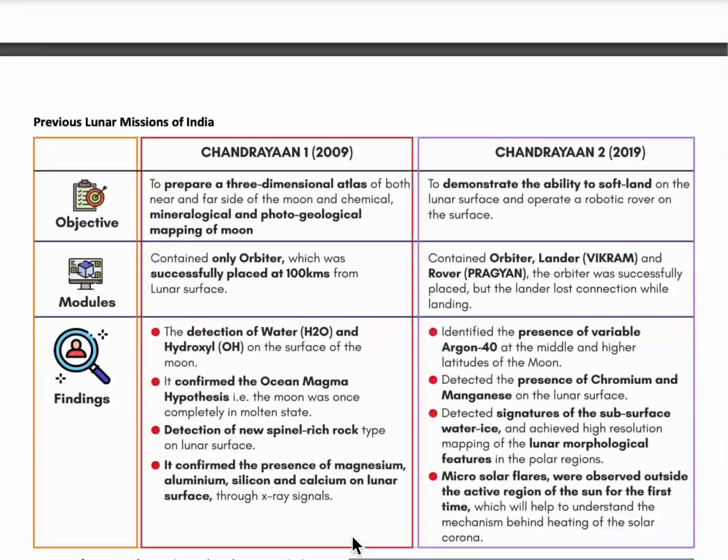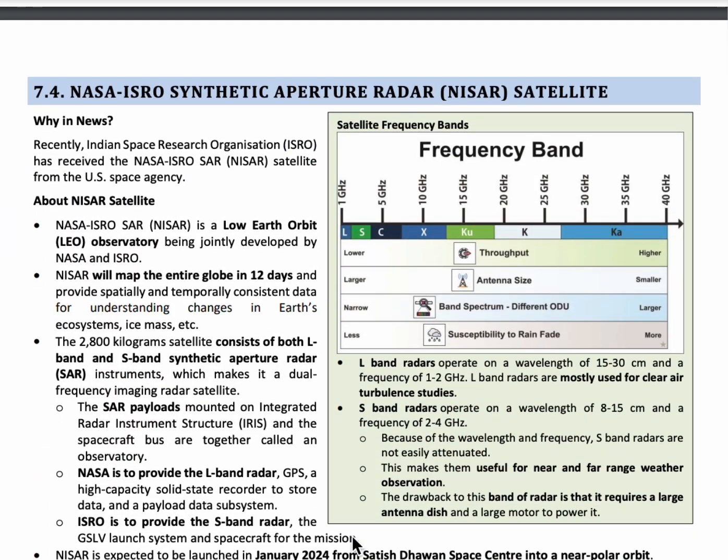The next topic is NASA ISRO synthetic aperture radar satellite. Its main aim is to map the entire globe in 12 days and provide spatially and temporally consistent data for understanding changes in the Earth's ecosystem, ice mass, etc. It will use L-band and S-band radar instruments.